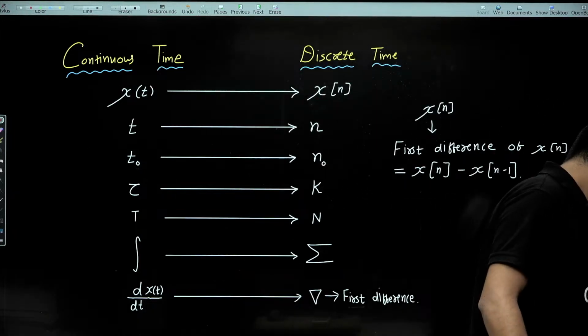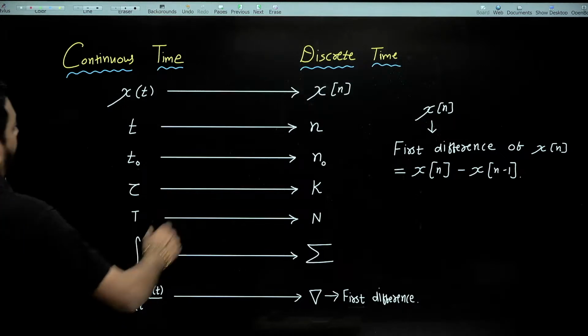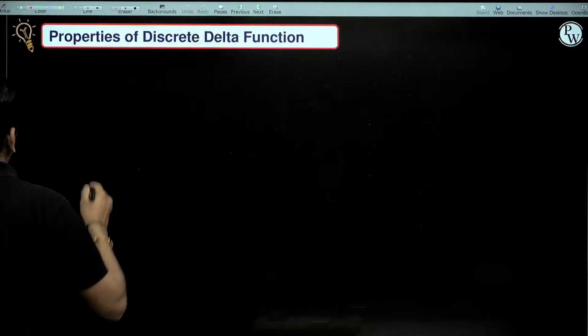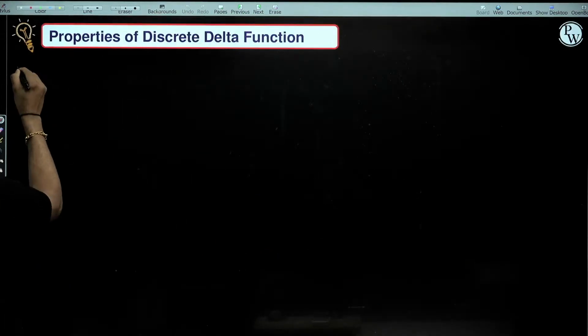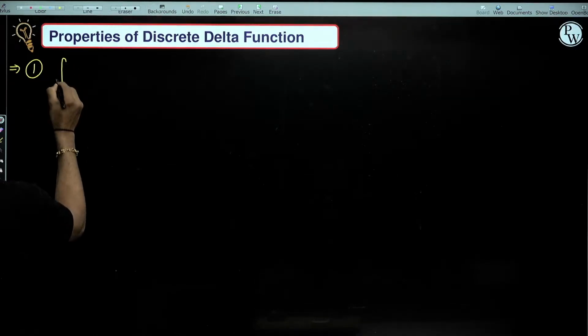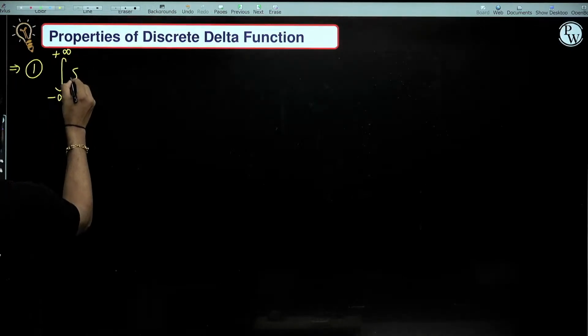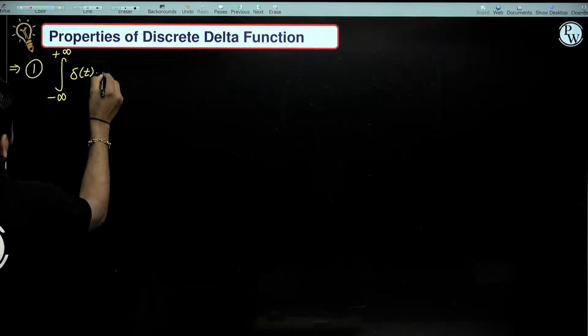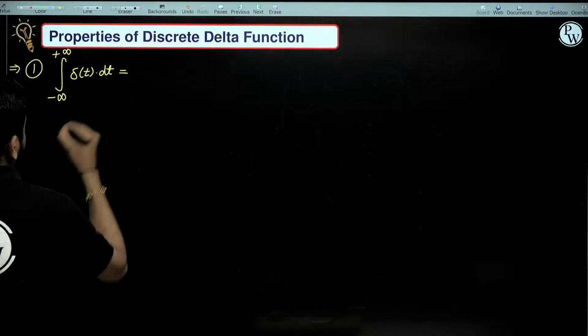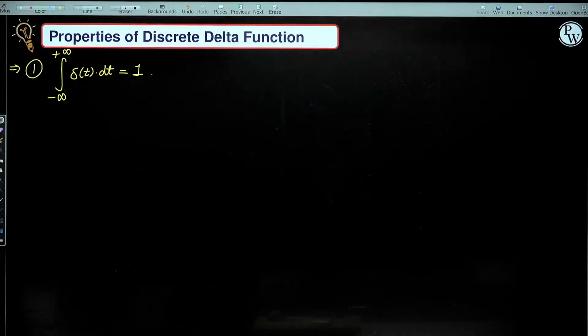Clear? Okay, guys. So now let us continue. Properties. In continuous time, the first property is the area property. Area under the continuous impulse function. Area under del t, what is the answer? Tell me, what is the total area of del t, guys? Nothing but 1, correct? Area under an impulse is always 1.